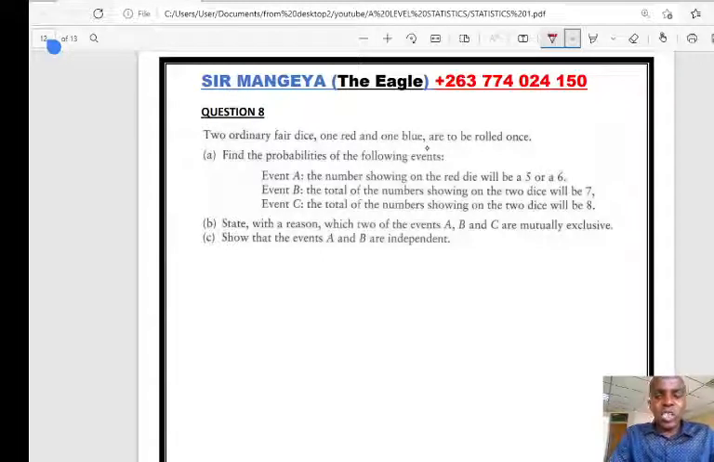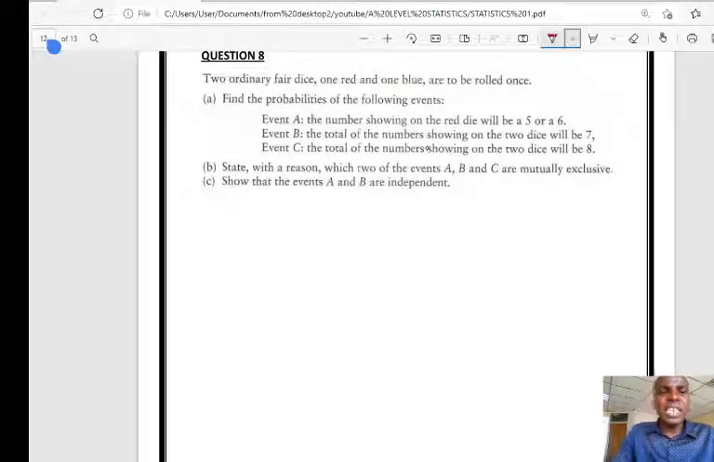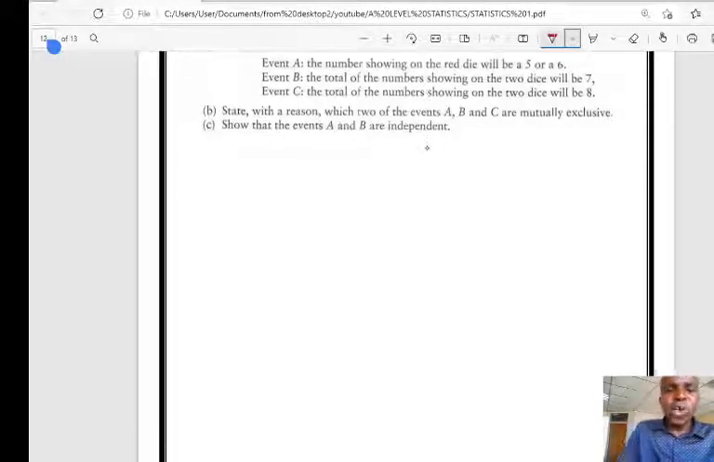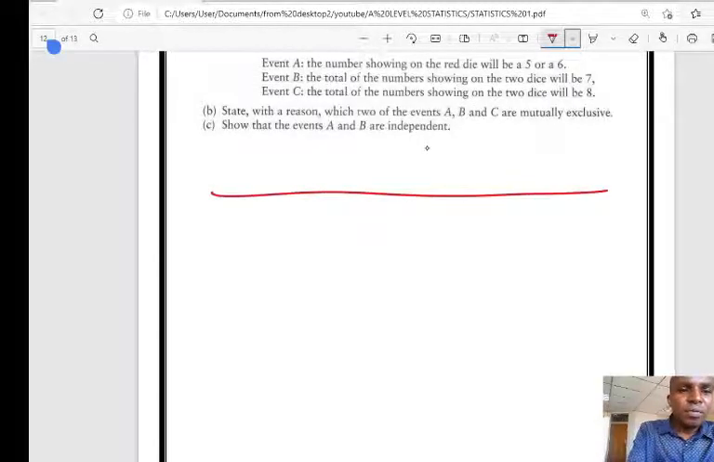So for the first part, we want to write down these probabilities. These are 2 ordinary fair dice, right? An ordinary die has 6 sides. It's a red and a blue die. So you have to draw the probability space diagram like this one.